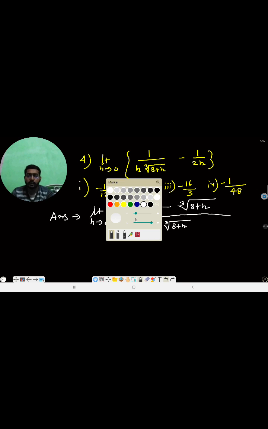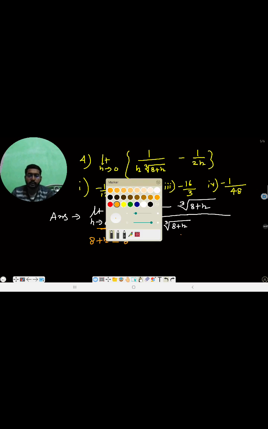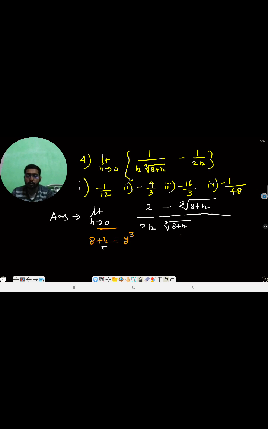I am taking this as a variable, like 8 plus h equals to any variable, say y, and since there is a cube root, I am taking it as y cube. If it was only a square root, I would take y square. Now we can see h is tending to 0 here. If I put h equals to 0, y cube will become 8. So from here y is 2. That means whenever h is tending to 0, y will be tending to 2.